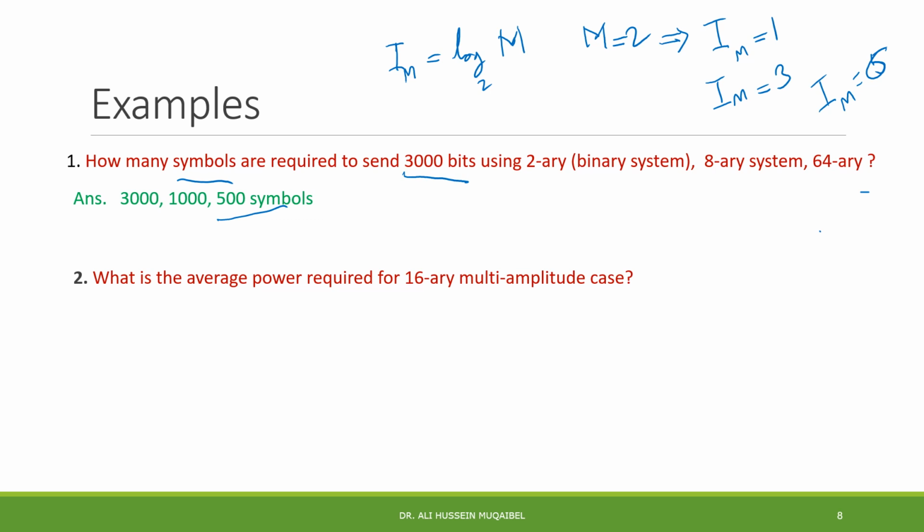We just found the average power for the case of binary, and then we did 4-ary, quaternary, and then we did 8-ary. If you remember, it was a squared, 5a squared, 21a squared. I would like you to find out what the case of 16 is. Please share your answer in the comments, and let's see how many of us can get the same answer, and that's most likely the correct answer.